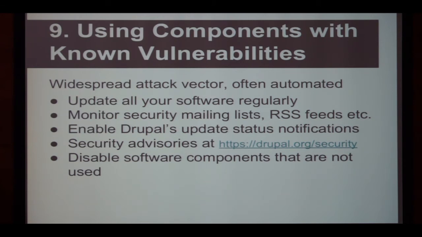You have to update your software regularly. You have to monitor security lists, RSS feeds. The Drupal security team provides a Twitter account, an RSS feed, a page on Drupal.org where you can get notified about all security vulnerabilities that are out there. And that's basically an easy thing to do. You just update your software. You don't have to think much about it. Of course, you have to test it because some security updates might break your code, how you interact with it. But that is very rare. So the general rule is just apply the security updates.